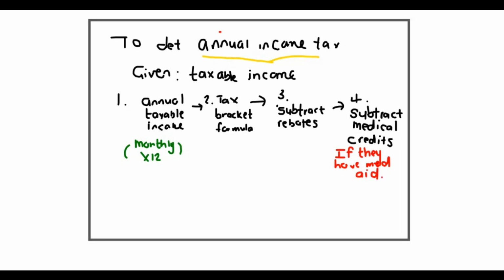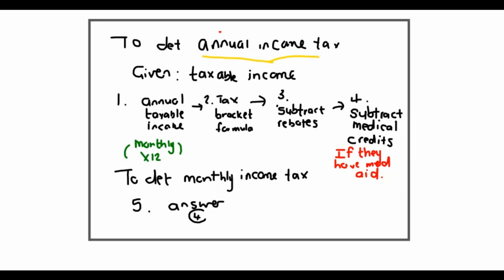Then let's change up the question a little. Now the question says they want you to determine the monthly income tax, which means how much tax does this person pay per month on their normal salary. This is basically just step five. You take your answer at number four, which is basically the answer of your annual income tax. Since it's yearly, the way you get to monthly is to divide by 12. How simple is that? And that would give you an answer for your monthly income tax.